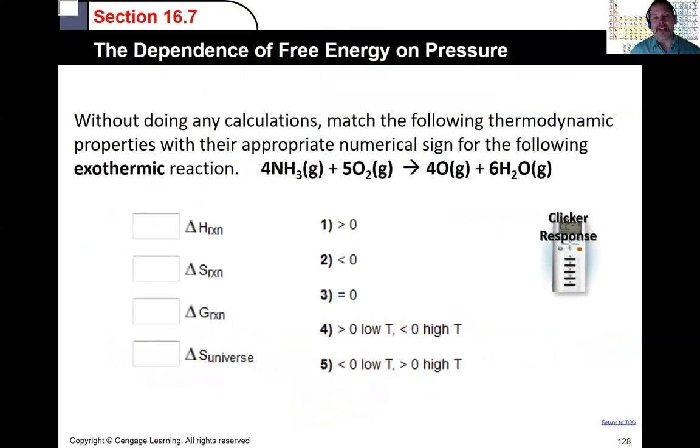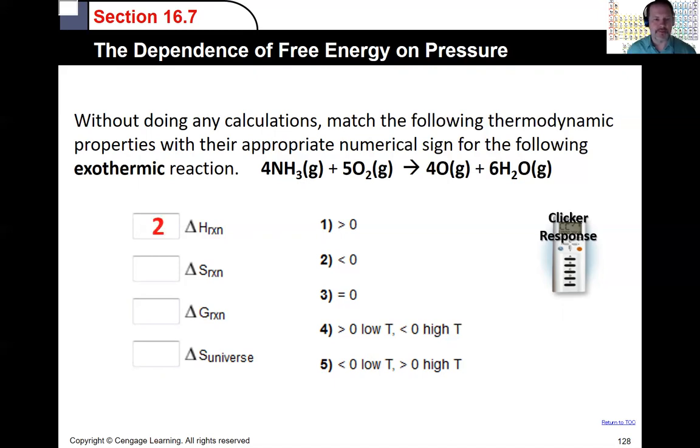All right, here's some practice questions that you may encounter to help think through chemical reactions and Gibbs free energy and enthalpy and entropy. So it's good practice. Without doing any calculations, match the following thermodynamic properties with their appropriate numerical sign of the following exothermic reaction. Right away, if it's exothermic, we're going to know that delta H is negative. Let's see. Is it 1, 2, 3, or what's going on? If it's exothermic, then delta H has got to be negative.